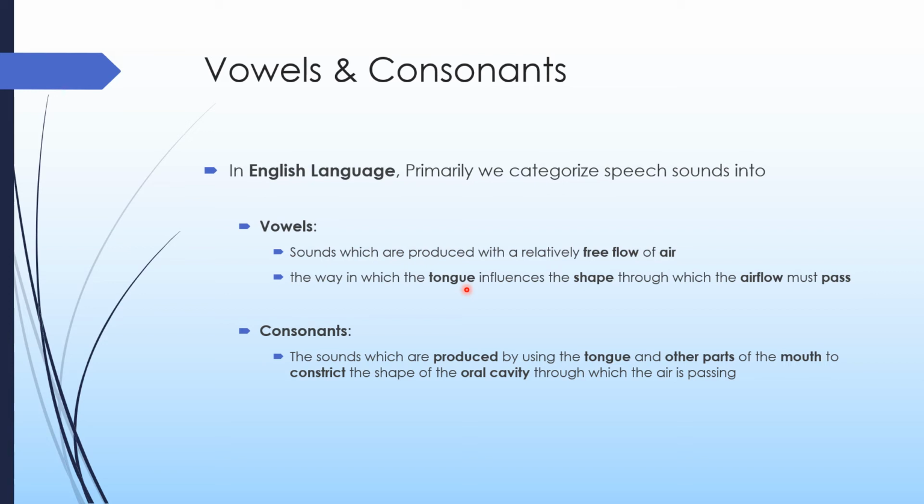It stays in the lower part, and it lets the air flow and pass freely from your mouth. Those sounds are referred to as vowel sounds. On the other hand, consonant sounds are produced by using the tongue and other parts. All the consonant sounds are constricted at some part of your mouth and pass through different cavities, especially the oral cavity and nasal cavity. That's how consonant sounds are produced.